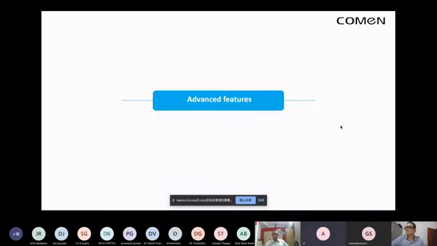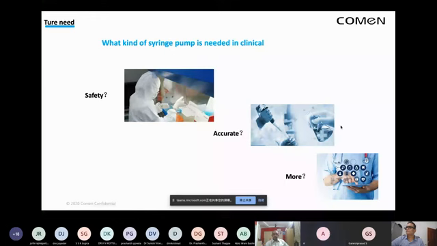So let's see the advanced features. What kind of syringe pump is needed in the clinic? From our thinking, number one should be safety, and second, it should be accurate. And we also need more functions, humanized design, and operation details. So first, we're going to have a look at the safety guarantee.